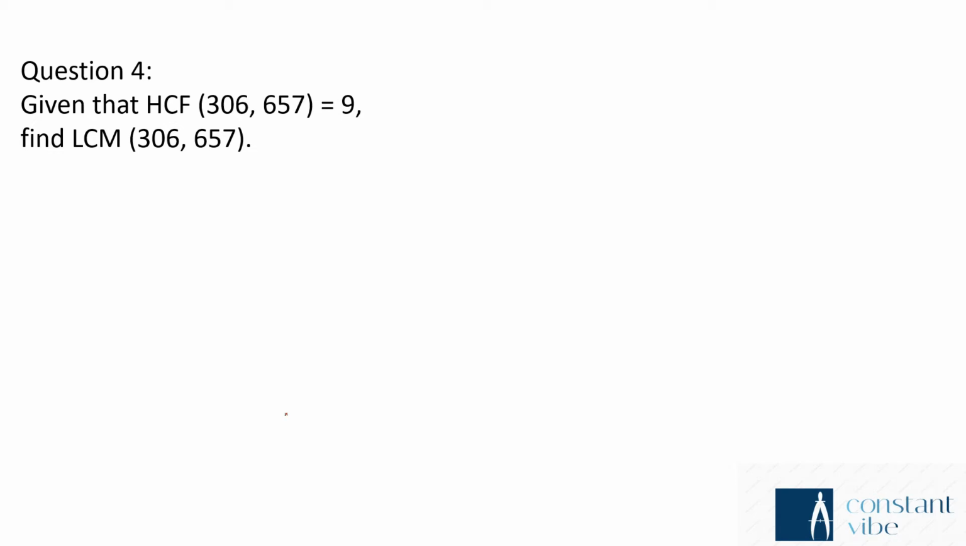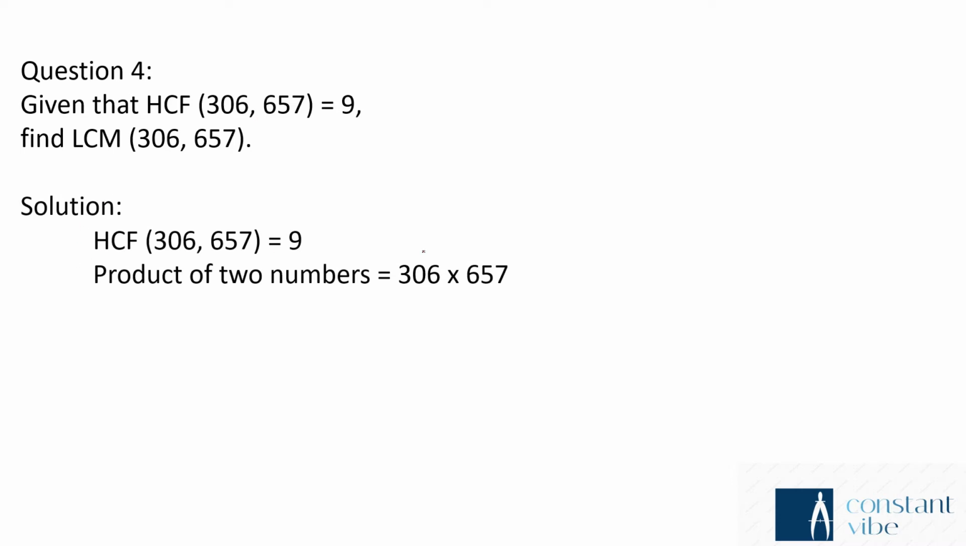Question number 4. Given that HCF equal to 306 and 657, that is equal to 9. Find the LCM of this one. As earlier we saw, HCF into LCM equal to the product of two numbers. So the product of these two numbers will give, here the HCF is equal to this one, product of two numbers will be this one.